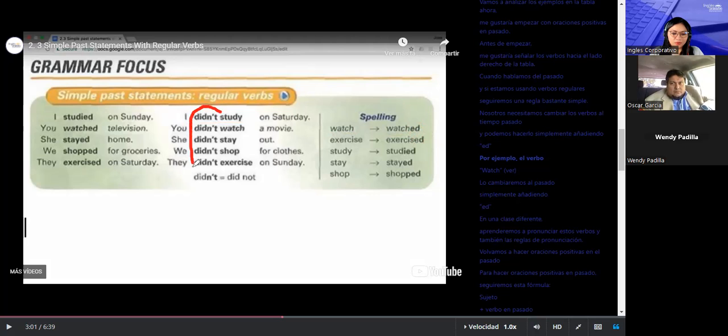Todos están ocupando el auxiliar did not or didn't, okay? Utilizando la misma forma, subject, auxiliary verb, verb in the base form, and complement. ¿Cuál era entonces la fórmula para el presente? ¿Se acuerdan? Simple past statements. Affirmative. ¿Se acuerdan del statement? Era subject, verb in the simple past, and complement.